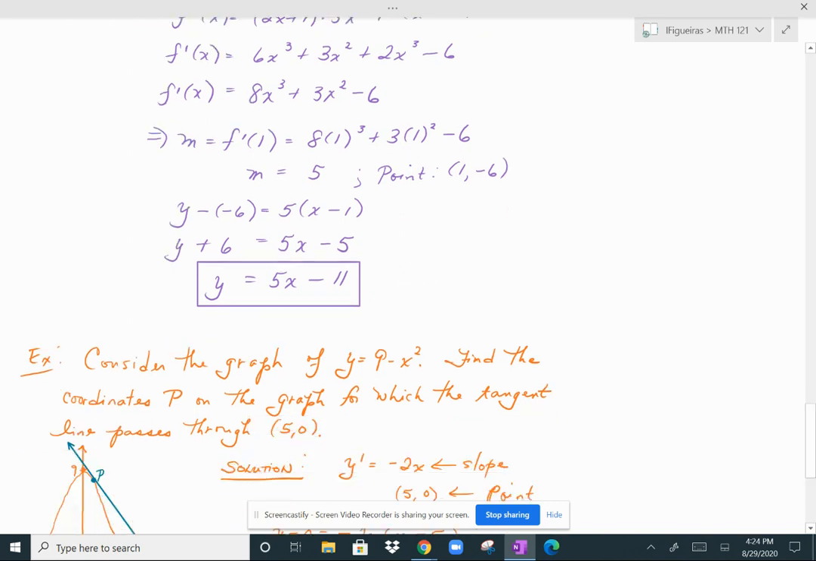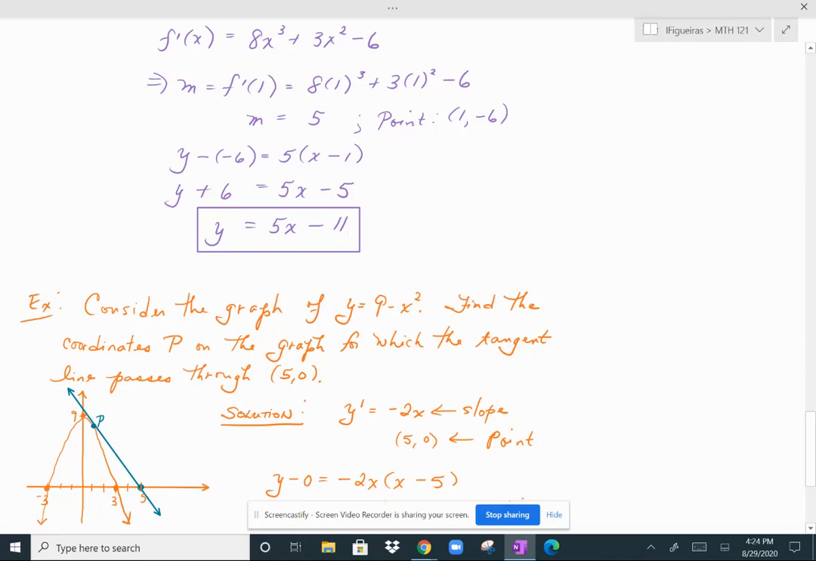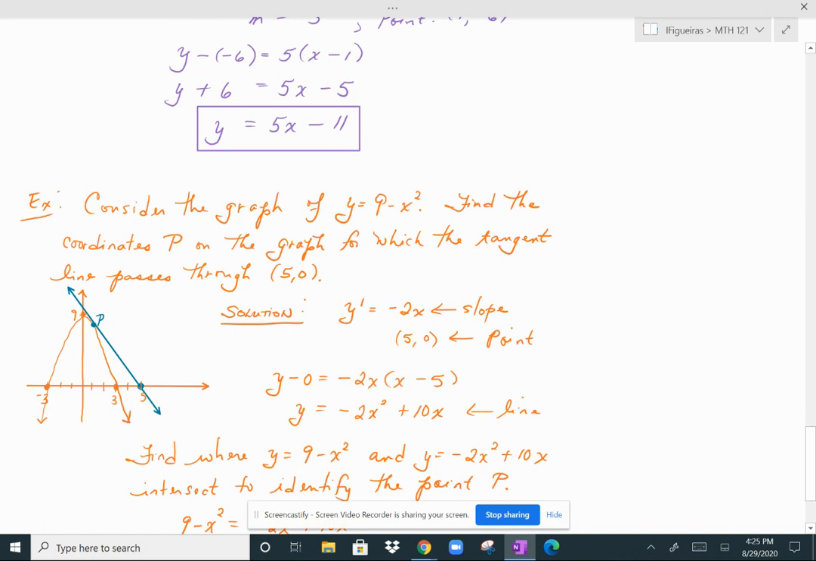All right, so here's another problem. The problem states, consider the graph of y equals 9 minus x squared. Find the coordinates of P on the graph for which the tangent line passes through the point (5, 0). All right, so I drew 9 minus x squared. That's the parabola. It's got a vertex at (0, 9). The point P is here. And that line that goes through P also goes through the point (5, 0). So that's stated, that's right here.